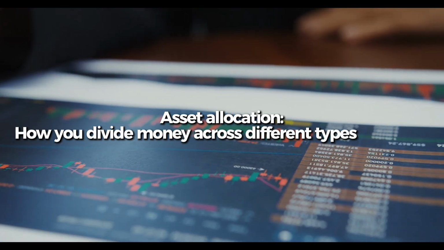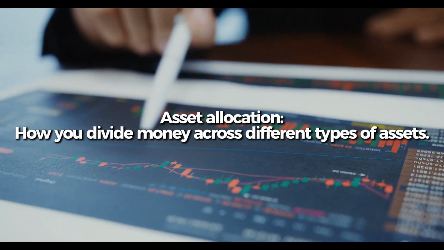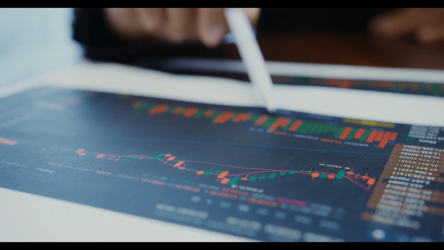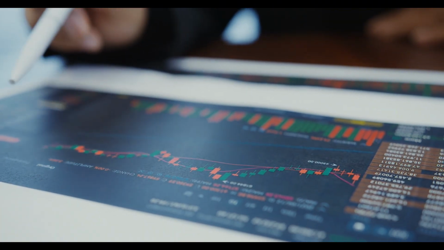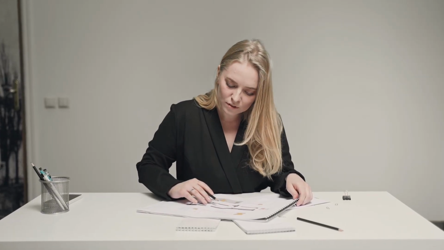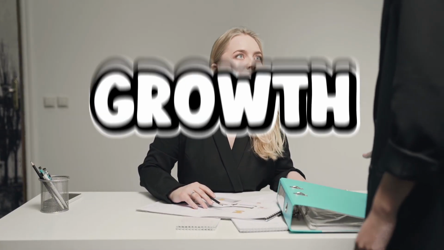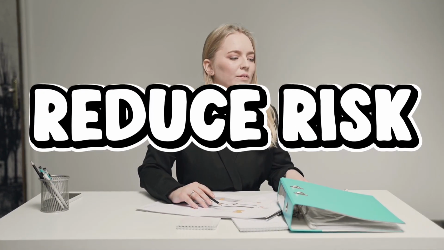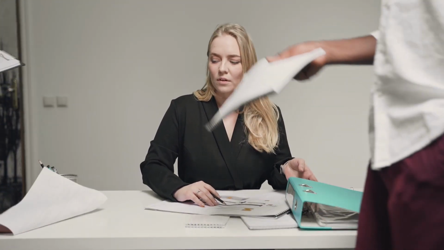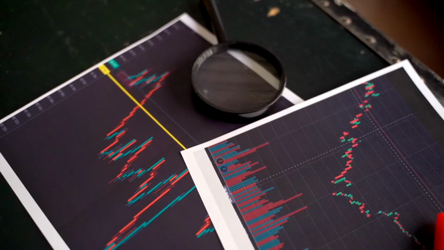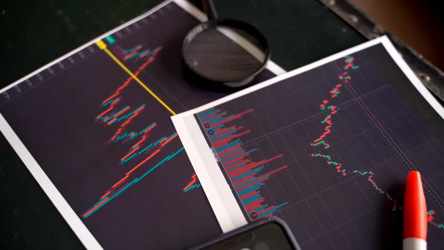Asset allocation is simply how you divide money across different types of assets. Think of it like building a team. Different players have different roles. Some parts of your portfolio might focus on stability. Some focus on growth. Some help reduce risk. The reason allocation matters is because two people can buy the exact same investments and still have completely different outcomes depending on how they spread risk.